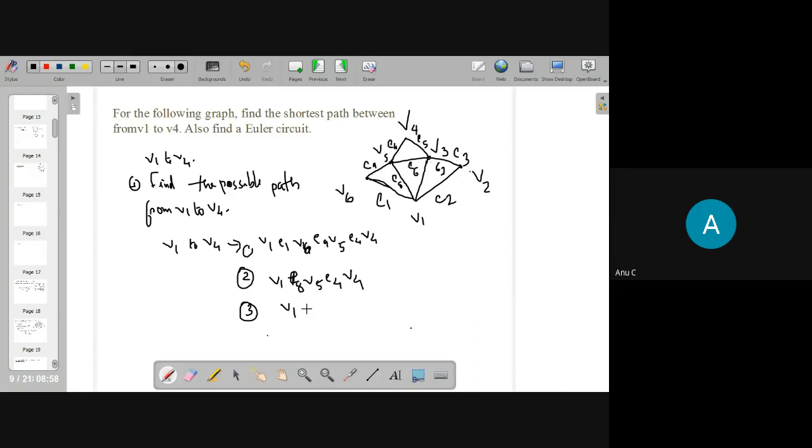Sorry, here E10: V1, E10, V3, E5, V4. Okay, and the fourth path: V1, E2, V2, E3, V3, E5, V4. Okay, the next path, V1, V3, V5, V4.